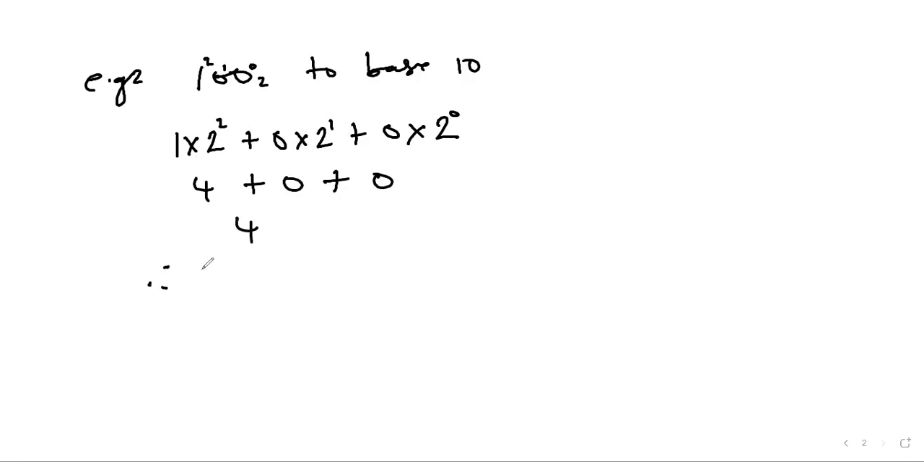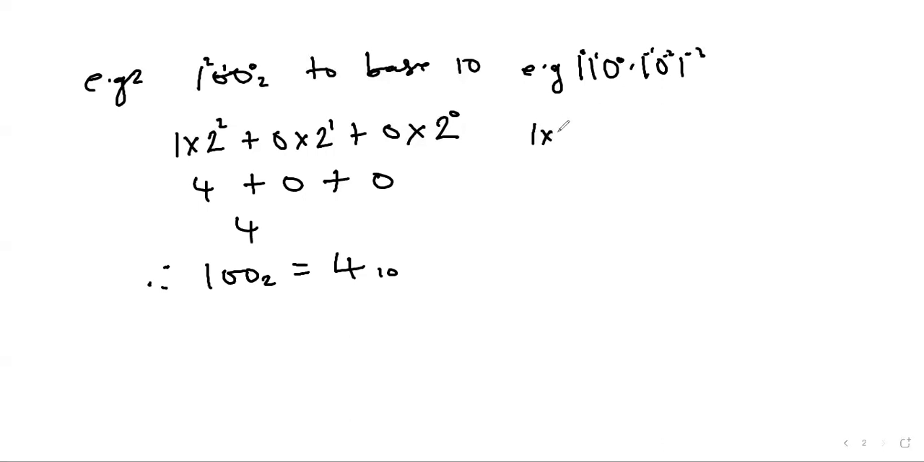So therefore, 100 base 2 is equivalent to what? 4 base 10. So let's take another example with a binary number that has a decimal. 110.0101. So let's do that. So you allocate your powers 0, 1, 2. Here will be -1, -2, -3. And that's after the decimal point.